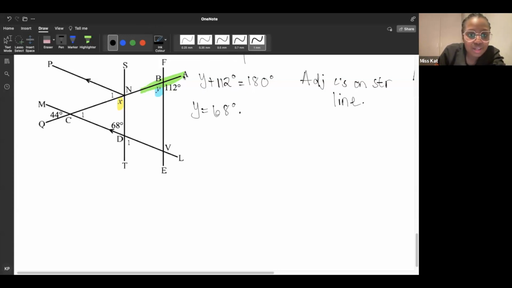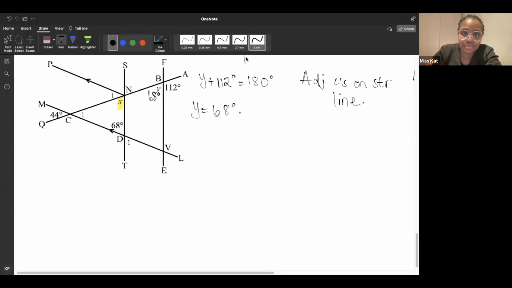Okay, we have done y. Let me write down y. Okay, so y equals 68 degrees. Fantastic. Now we have to work out x, which is all the way there. I see a couple of ways we can work out x. Sinesihle?